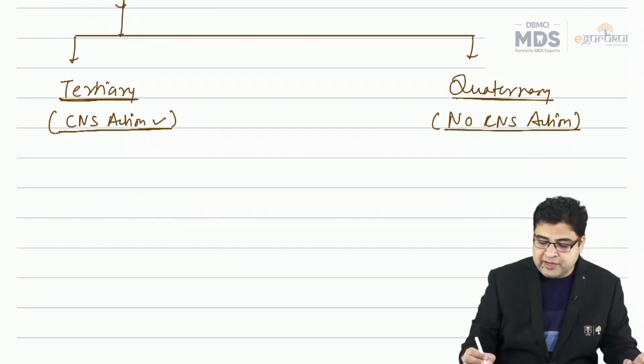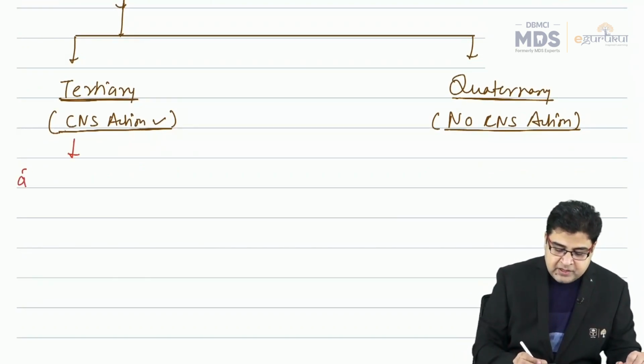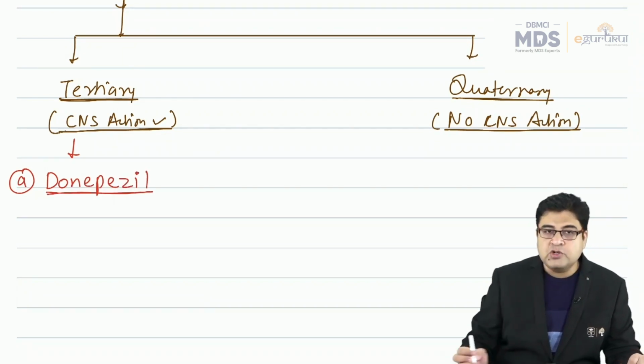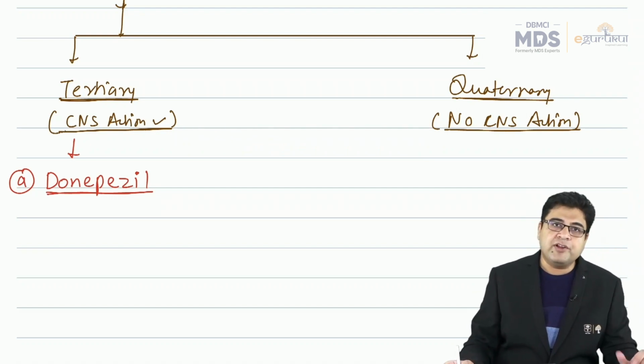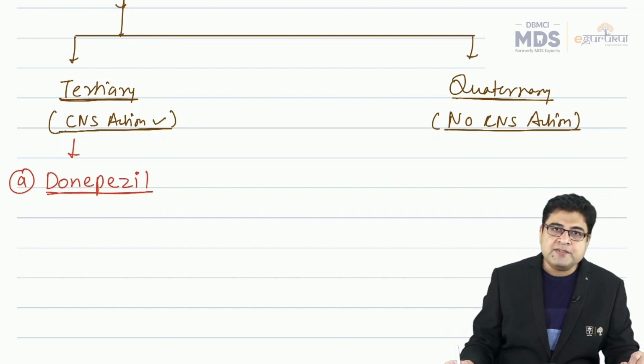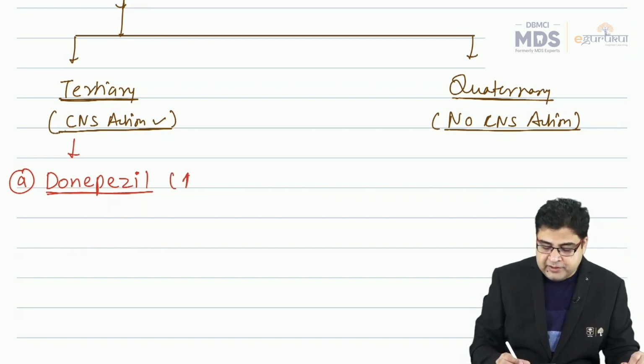Now the medicines which act on CNS, let's talk about the medicine names. The first medicine which belongs to this class is donepezil. Donepezil is a tertiary drug, and whenever we give donepezil to a patient, this medicine will increase the level of acetylcholine in the central nervous system.